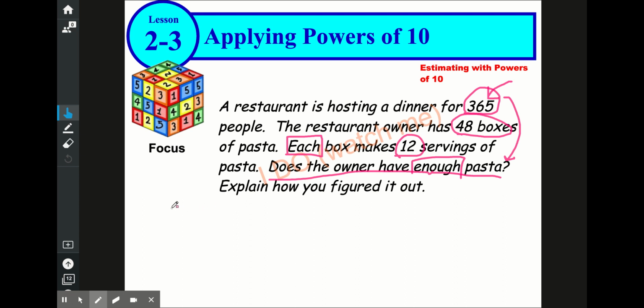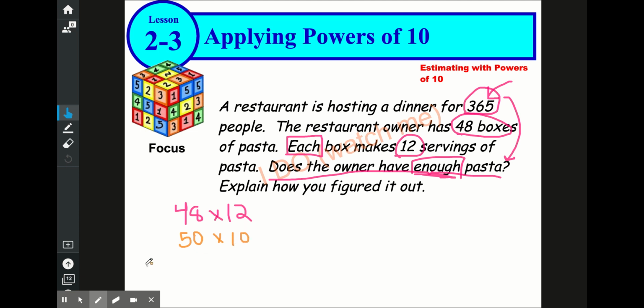So I'm going to take 48 boxes times 12 servings. That would tell me how many servings I have total. Well, I don't need to find the exact answer. Remember, I'm just finding a reasonable answer. Is it enough? So I'm going to do my rounding. So I'm going to round it to 50 because the 8 tells the 4 to go up. And I'm going to round this down to 10.